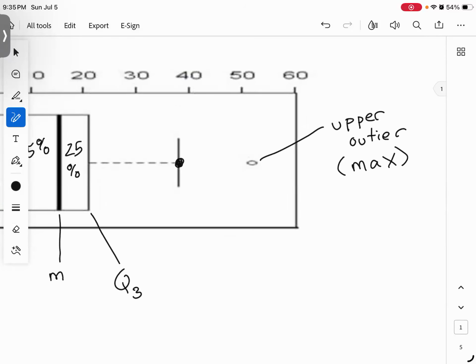And so, if you're looking, well, what about this little dot that was hanging out here? That would not be an outlier. It would be here. I'm just gonna do a little arrow to it. This would be a large data value, but not an outlier.